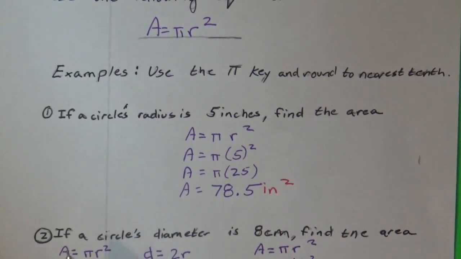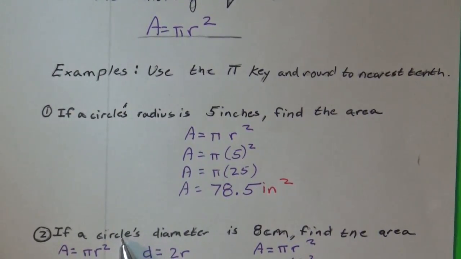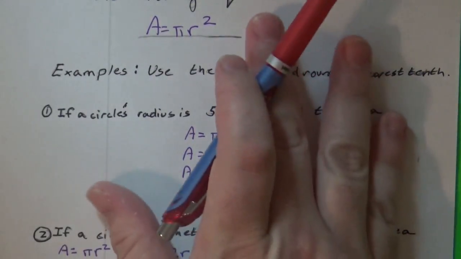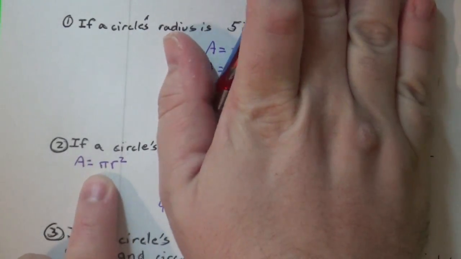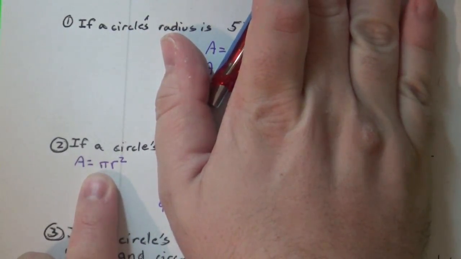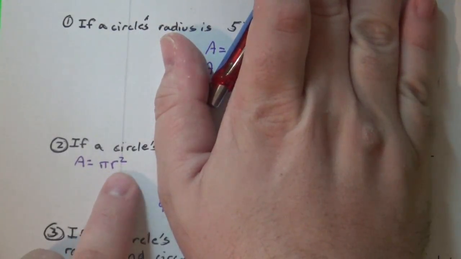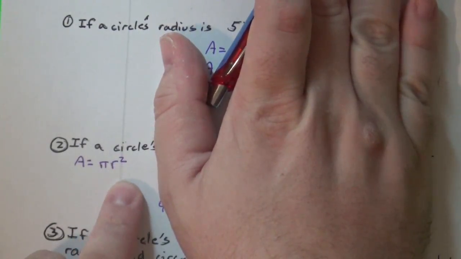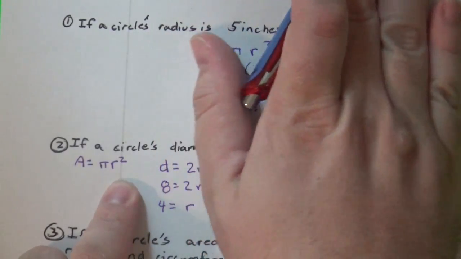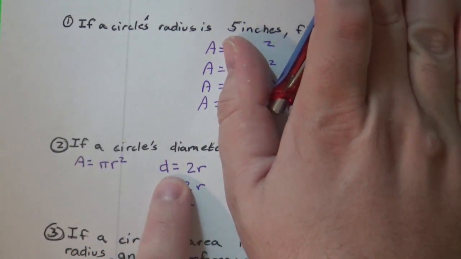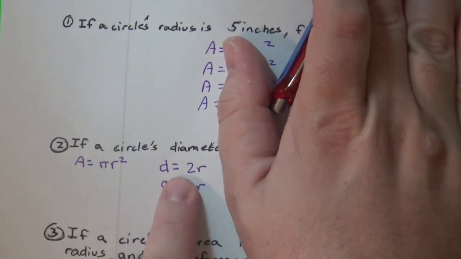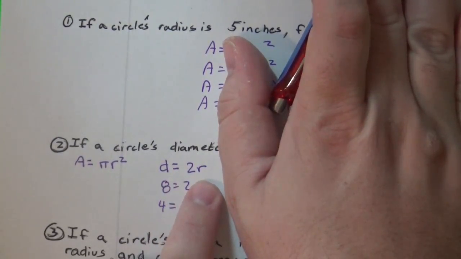Alright, so number 2, it says, if a circle's diameter is 8 centimeters, find the area. Look at what it says, circle's diameter. Well, we need to remember that the equation is area is equal to pi r squared, r being radius, but the problem gave us diameter, so we need to go from diameter to radius. Well, that's what this equation was on the first sheet. Diameter is equal to 2 times radius.